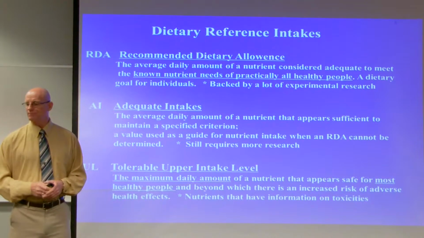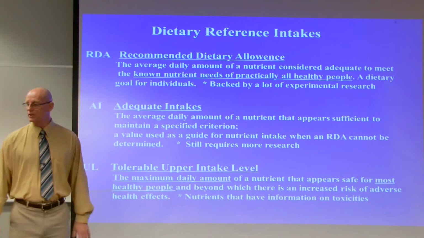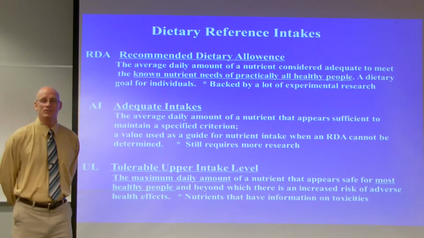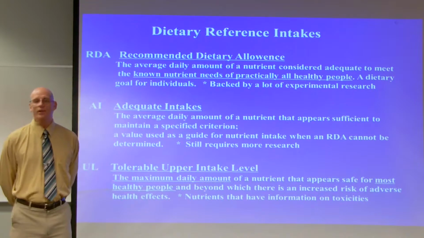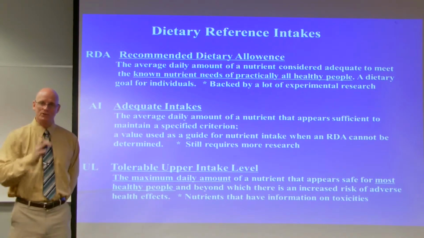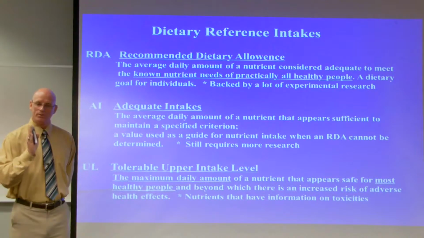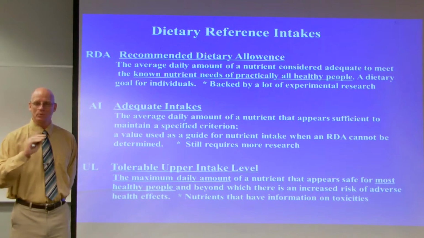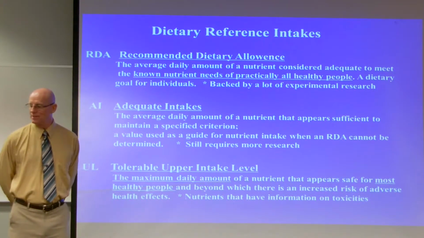So starting with RDA, the recommended dietary allowance is the average daily amount of a nutrient considered adequate to meet the known, now this is the key phrase for the RDAs, the known nutrient needs of practically all healthy people. This is a dietary goal for individuals. It says practically all healthy people. If this was a normal distribution, practically all healthy people, and I have a graph I'll show you in a few minutes, would be around 98%. It is backed by a lot of experimental research.